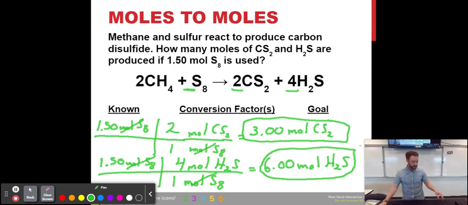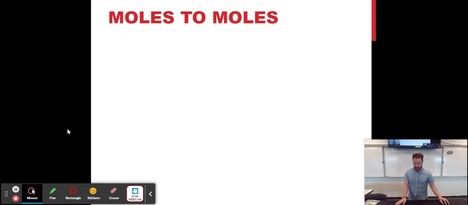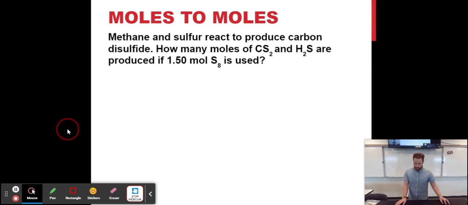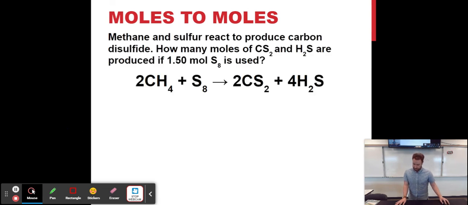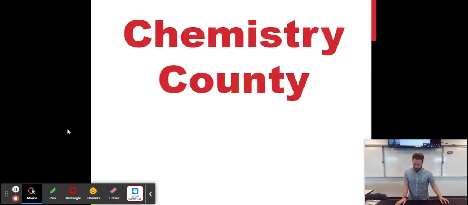Hopefully this is starting to make some sense. So those were just a couple of examples of how to use simple molar ratios as a conversion factor to convert from moles of one substance to moles of another substance.